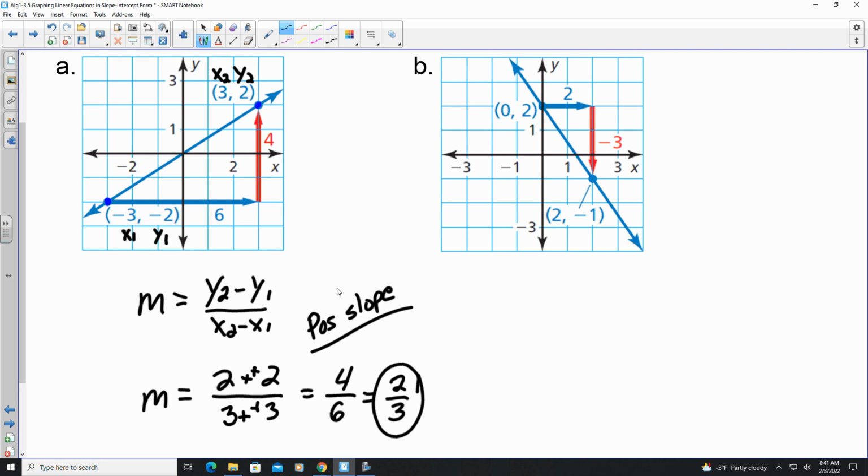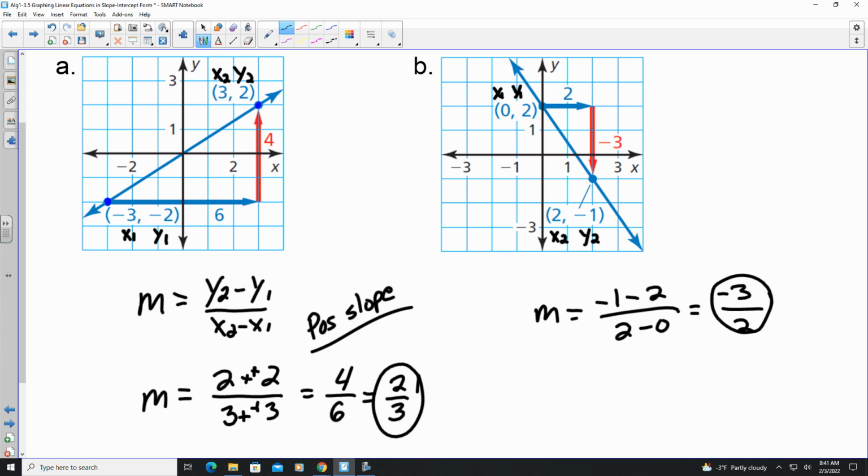Looking at B, same thing. x1, y1, x2, y2. Looking at the slope of this, I'm going to have -1 minus 2 divided by 2 minus 0. -1 minus 2 is -3. 2 minus 0 is 2. My slope is -3/2. And it is a negative slope because my slope value is a negative number.